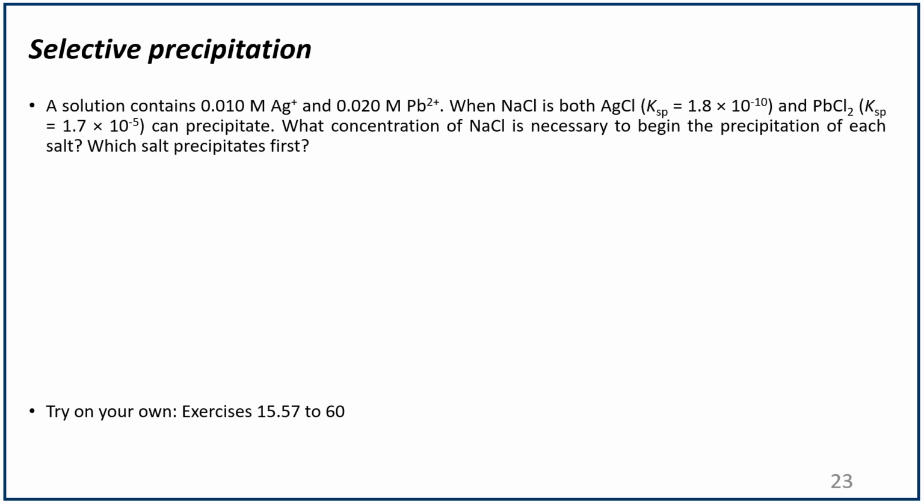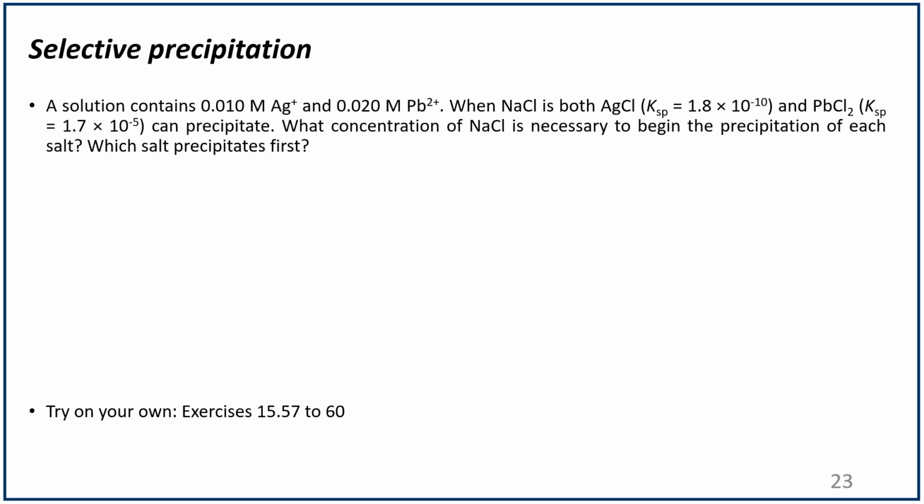For this problem, you want to separate out silver ions from lead ions. And here, you have a solution containing ions of both. You can precipitate both silver chloride and lead chloride if you add sodium chloride. That is, the chloride from sodium chloride will react with silver and lead. And you're asked here what concentration of sodium chloride is necessary to begin the precipitation of each salt and which salt precipitates first.